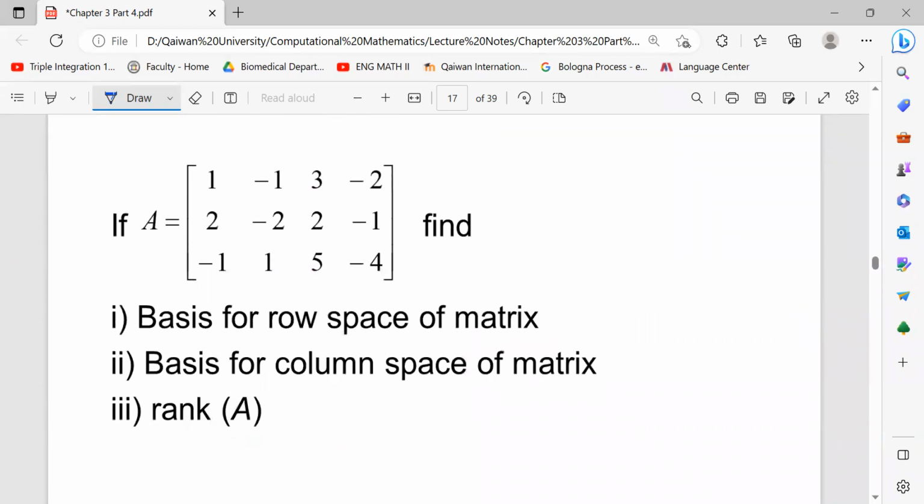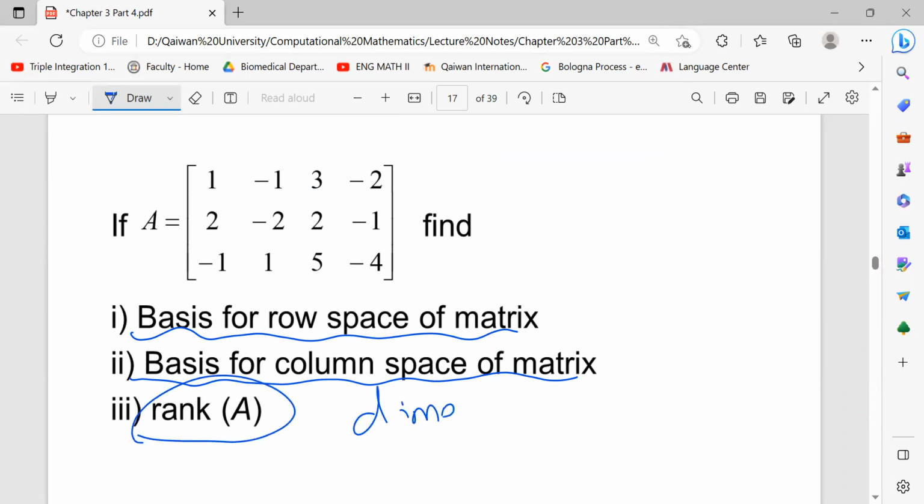Here we have another example. It says, let A be this matrix. Find a basis for the row space of the matrix, a basis for the column space of the matrix, and also rank A or dimension A. These two are equal. Okay?